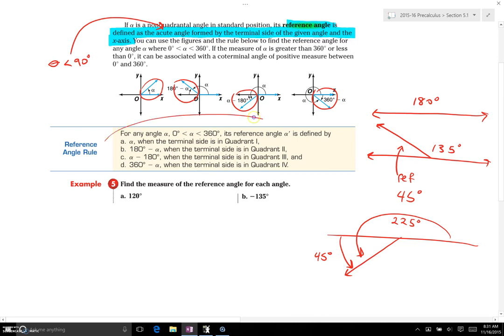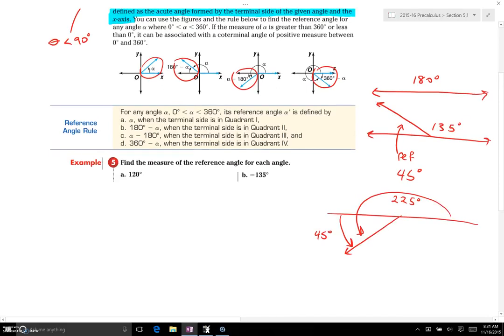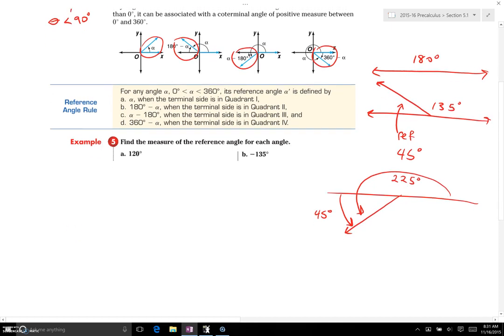That's what that chart up here is telling you. They're just telling you whether or not you should be subtracting 180 degrees or not. But it's easier to just figure out logically or geometrically by looking at the object. So let's look at 120 degrees.